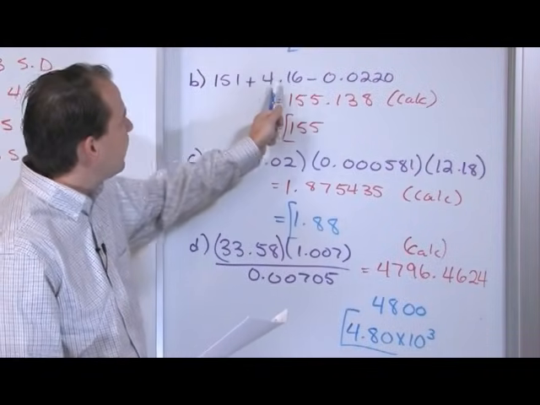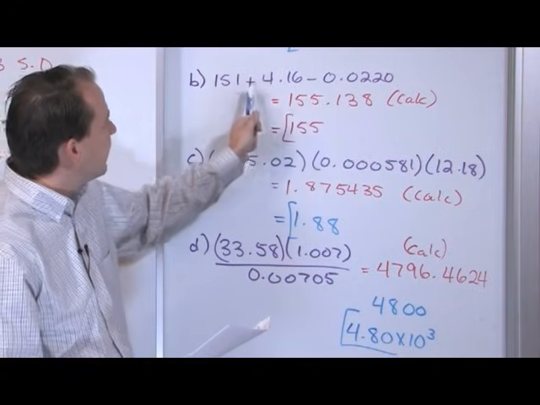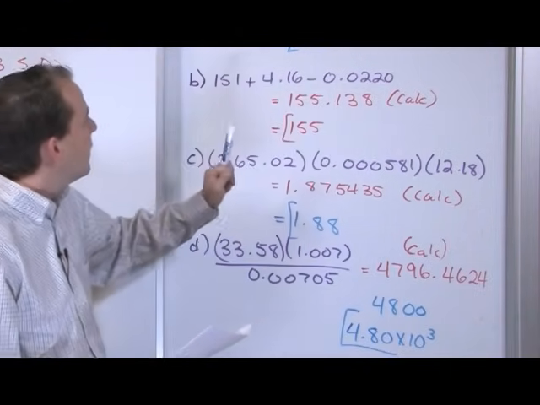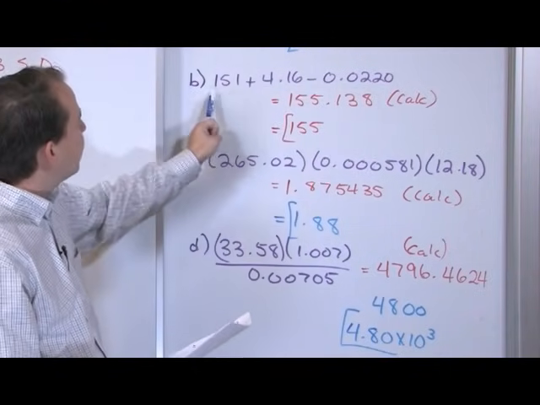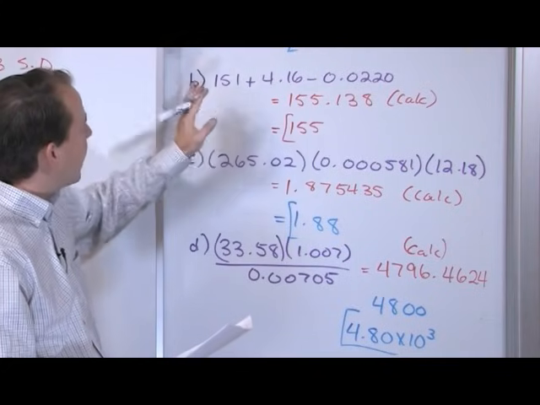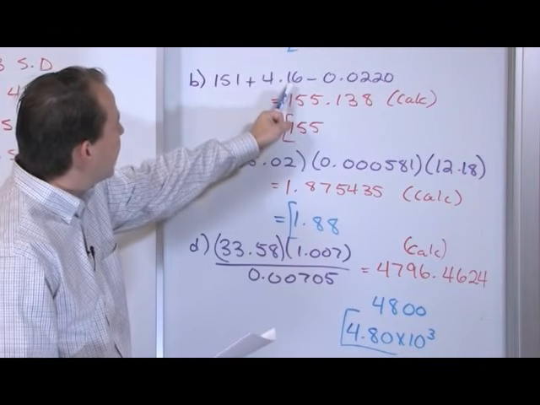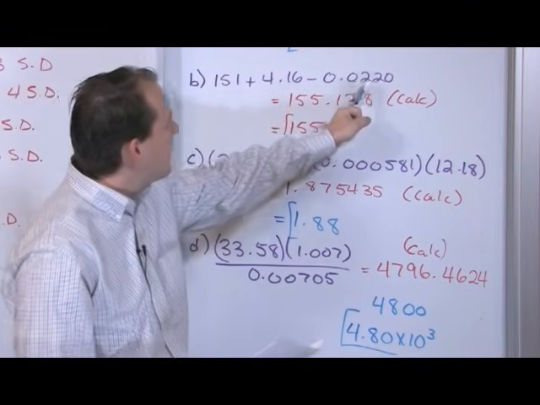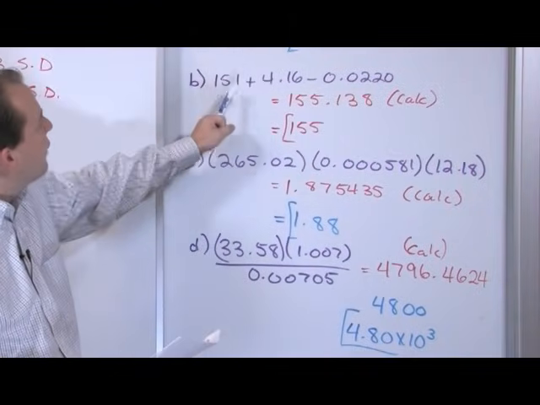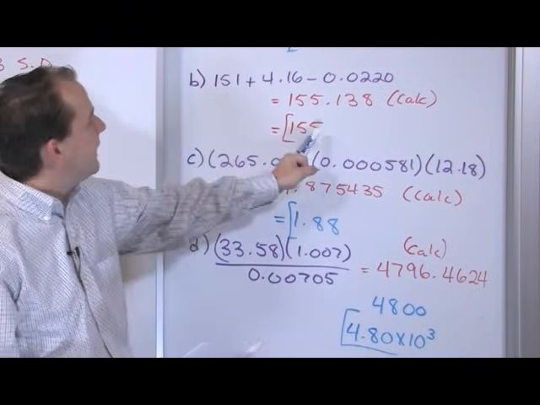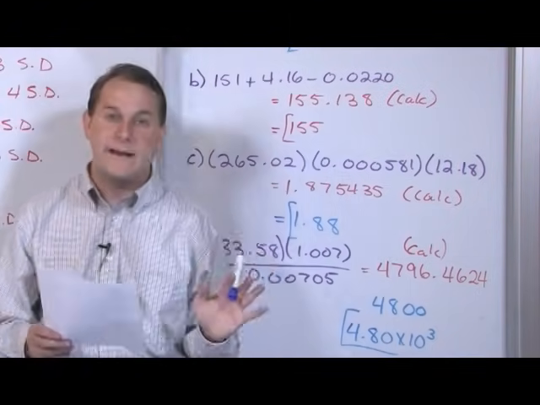So this guy has 3 significant figures. This guy has 3 significant figures. This guy has 3 significant figures total. But after this guy, after this implied decimal, I have 0 significant figures. This guy has 2 significance after the decimal, and this guy has 3 significance after the decimal. So since this is the smallest number, I want to keep 0 significant figures after that decimal point.